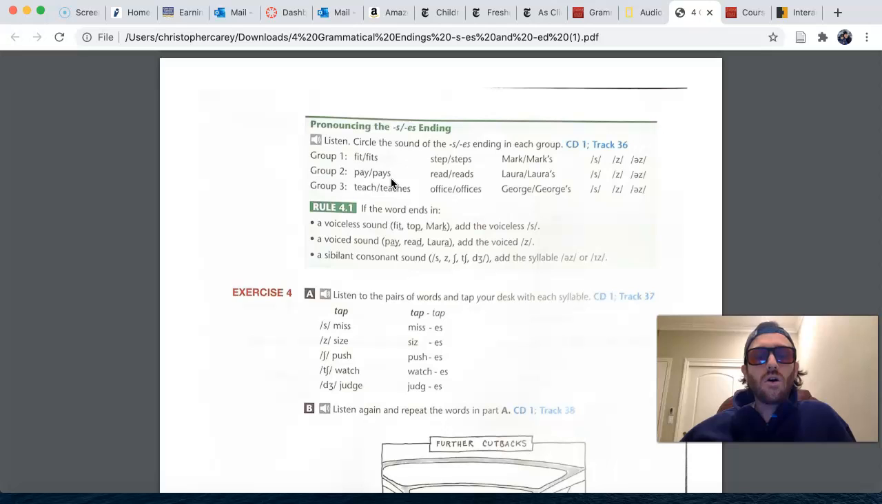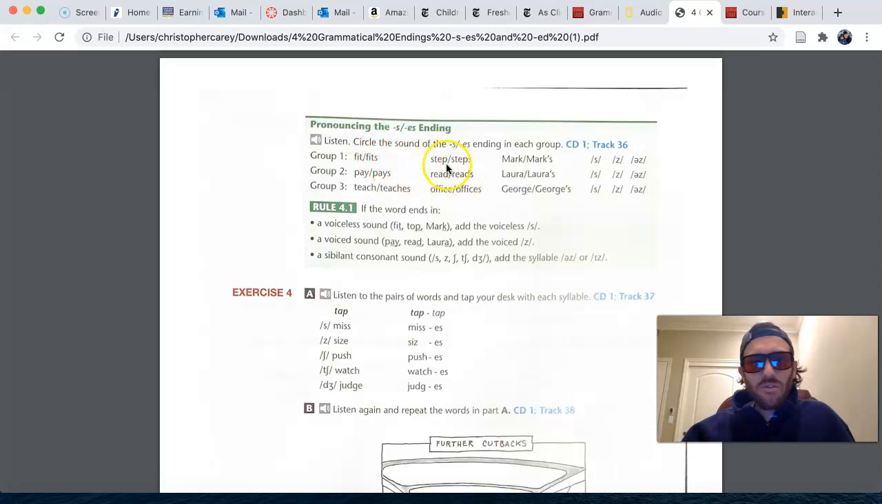Laura's. What consonant sound did you hear for that group, group 2? Pays, reads, Laura's.